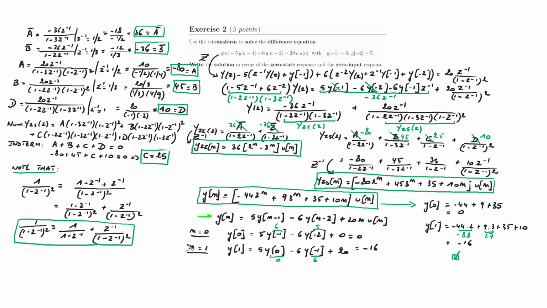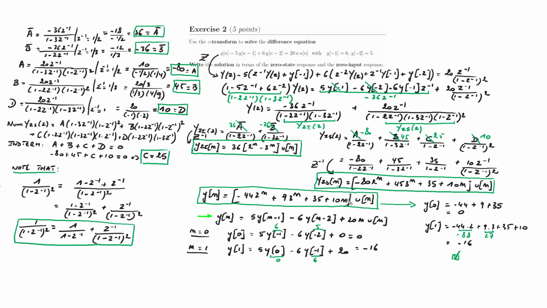And if you plug in n is equal to 1 in this equation, you'll find that y1 is equal to -16. So this is simply obtained by the initial conditions and by the original difference equation. And now we have to check that our solution here matches what we see over here.